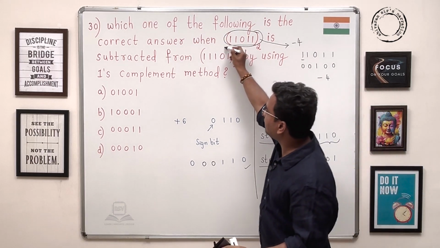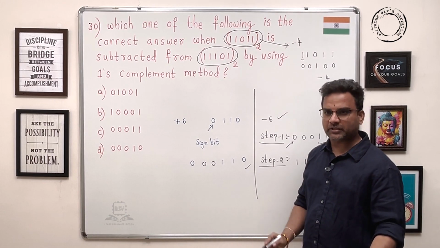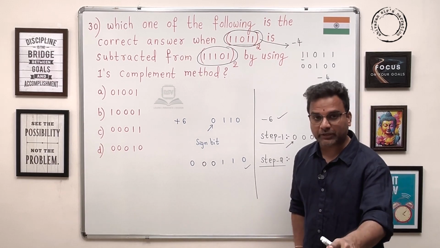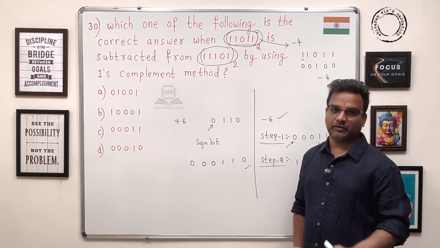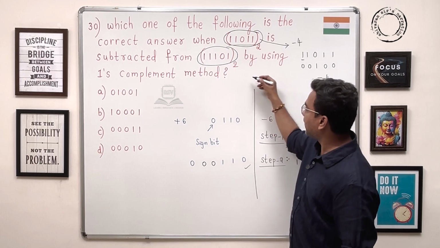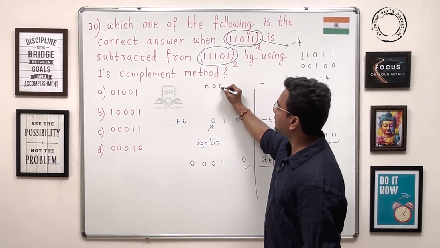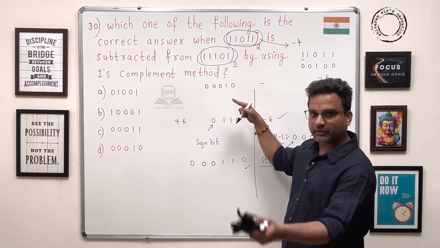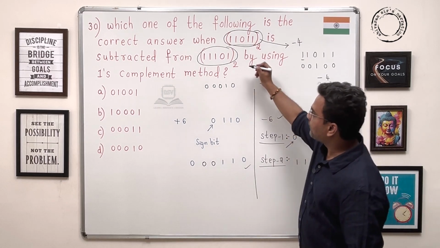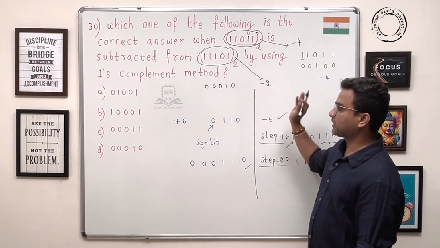Similarly, you take this one, 11101. What is the decimal representation? The procedure is check the MSB. If the MSB is 1, it is a negative number. If it is a negative number, apply 1's complement again and convert it into decimal. That's it. So the MSB is 1, hence it is a negative number. You convert it with 1's complement, 00010. That means if you convert it to decimal, you will get -2. Hence guys, 11101 in decimal representation is -2.